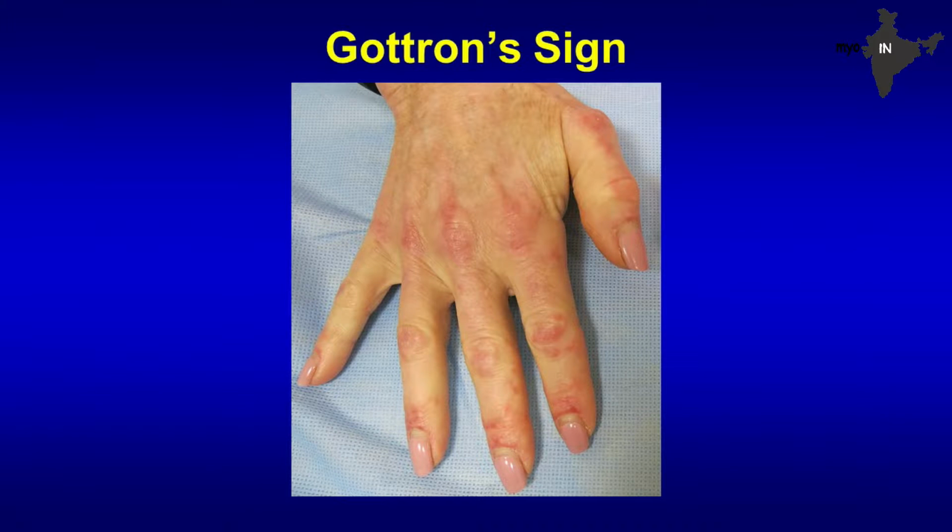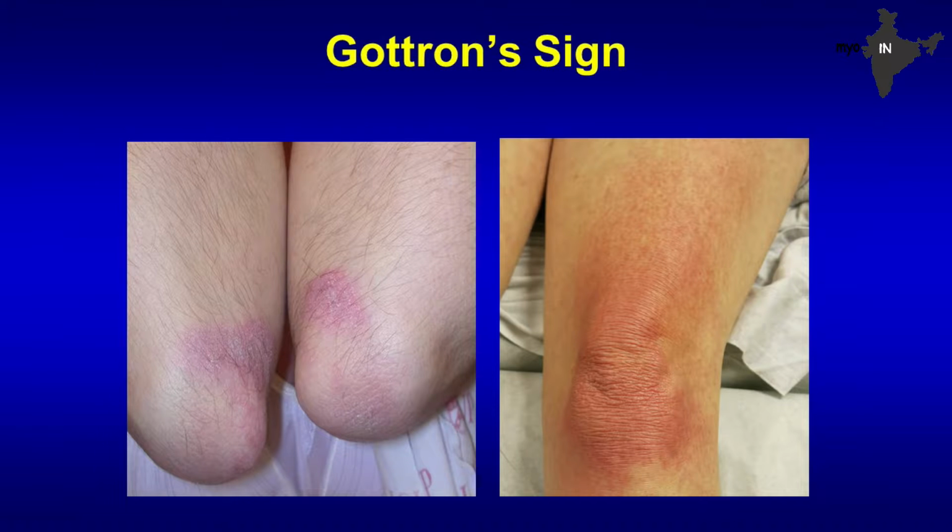Gottron's sign is where you have erythema in that same distribution, so over the joints, and you don't see the papules as much, but you can see erythema. You can also have Gottron's over elbows and knees, as you see here, and these are all areas of stretch where you can often see these features.